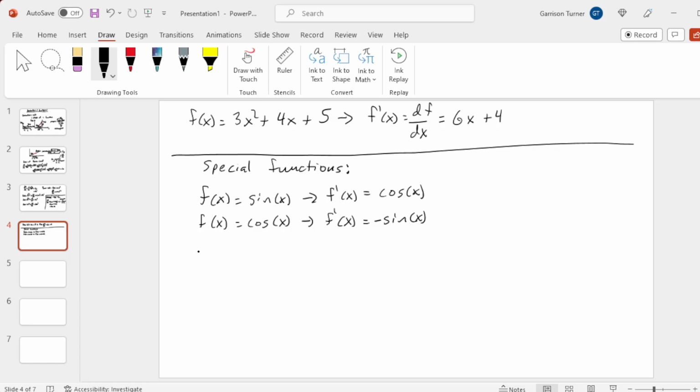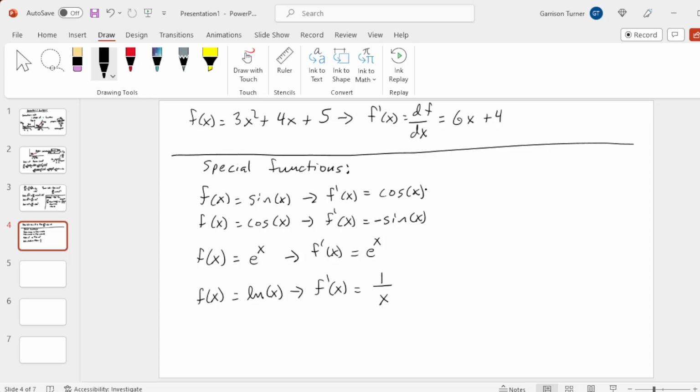If I have an exponential function, then its derivative is actually itself. The derivative of e to the x is e to the x. And finally, the other very special function that we really need to be worried about that might crop up is the logarithmic function. So if I have the natural log of x, then the derivative of the natural log of x is 1 over x.